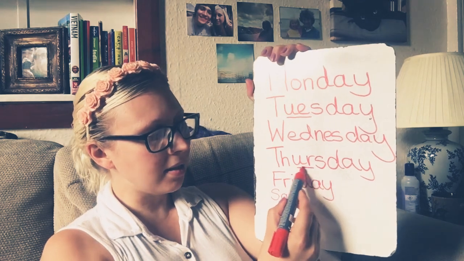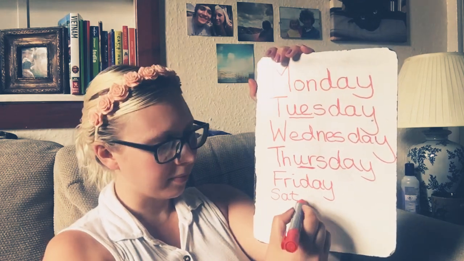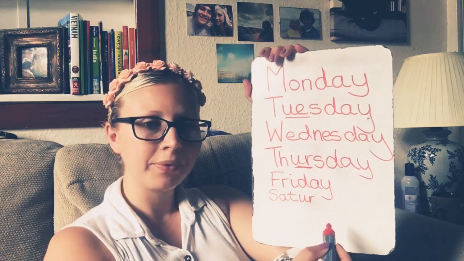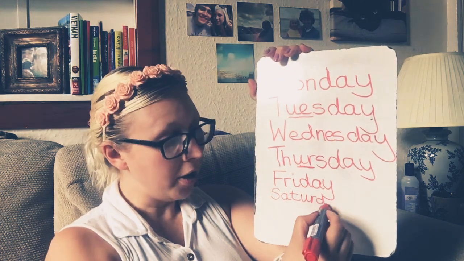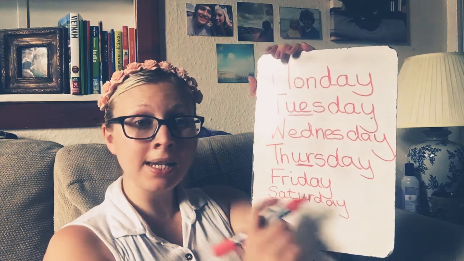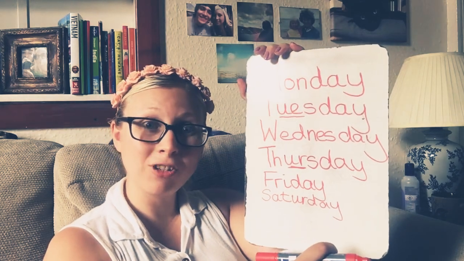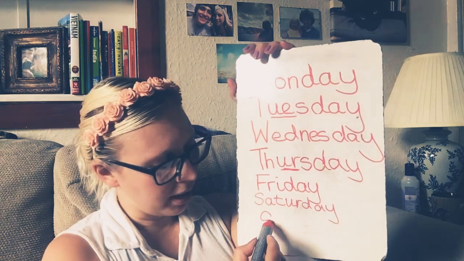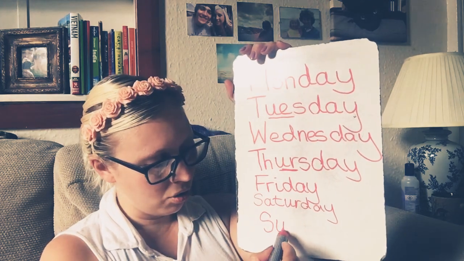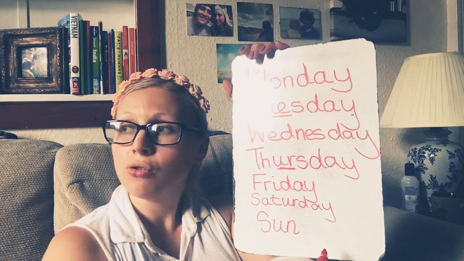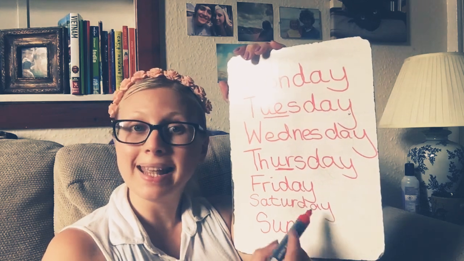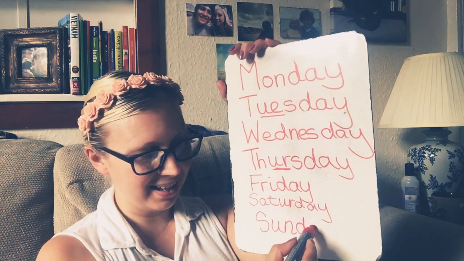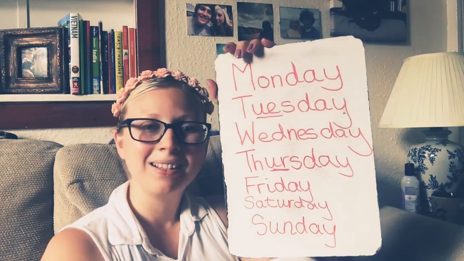It's again the same as Thursday. Day. A d, an a, and a y. And last one is Sunday. How do I write sun? Do a capital S, a u, and an n. Sun. Day. I can write day. A d, an a, and a y. Well done. Thank you for helping me write those days of the week.